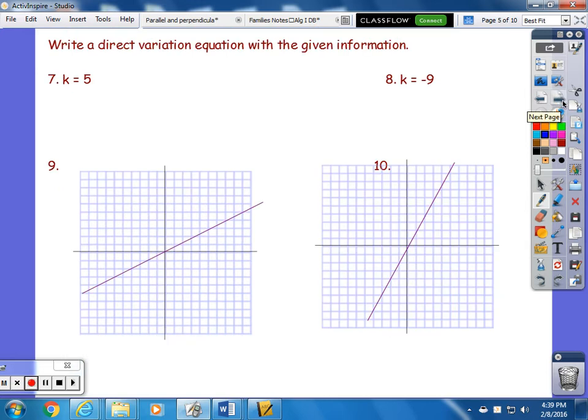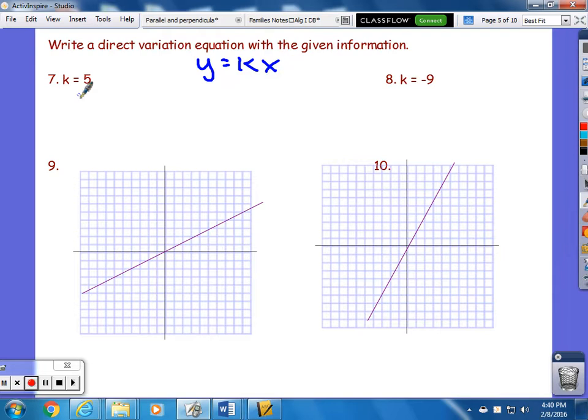Now to write the direct variation equation with the given information. Remember, direct variation, y equals kx. So this is y equals 5x, y equals -9x. Here, how can I figure out what k is? Well, k is the same as the slope.